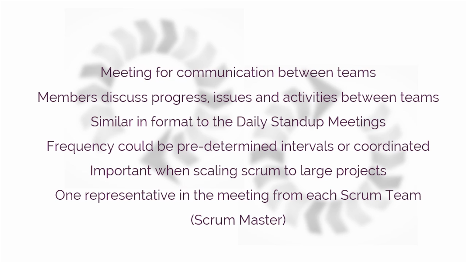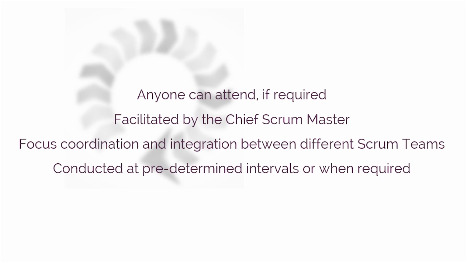A Scrum of Scrums meeting is an important element when scaling Scrum to large projects. Typically, there's one representative in the meeting from each Scrum team, usually the Scrum Master. But it's also common for anyone from the Scrum team to attend the meeting if required. This meeting is usually facilitated by the Chief Scrum Master and is intended to focus on areas of coordination and integration between the different Scrum teams. This meeting is conducted at predetermined intervals or when required by the Scrum teams.